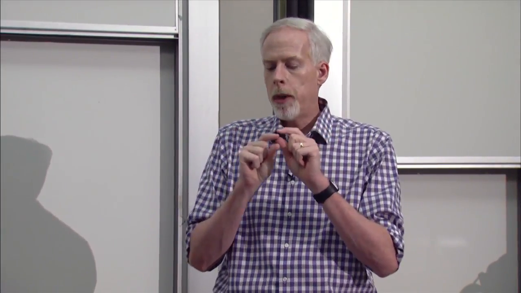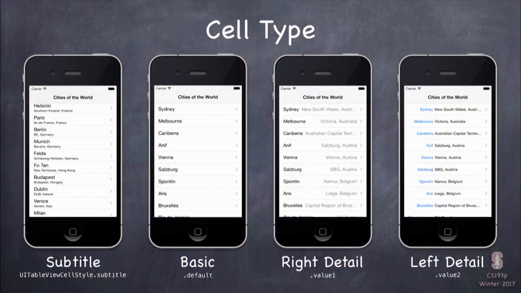The type of the cell, like each row, there are 4 predefined types, and then there's a custom type. The 4 predefined types are subtitle, where you've got a title and a little smaller text subtitle under it. There's default, which is the same except there's no subtitle. There's value 1 and value 2, which is just like subtitle. It's just that the little thing underneath is in a different spot. It's either blue and to the left, or it's grayed off and to the right.